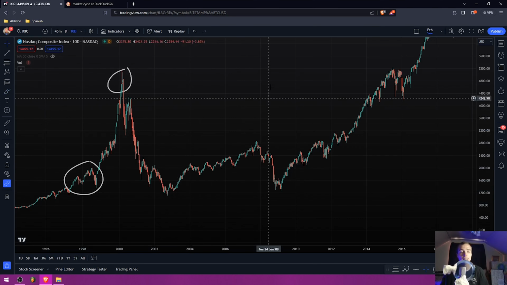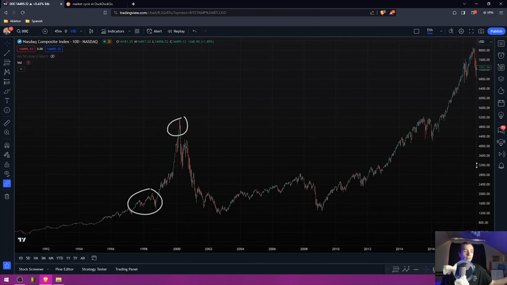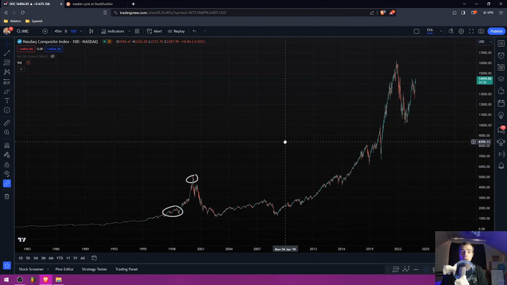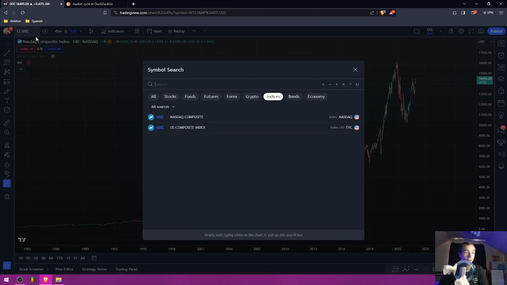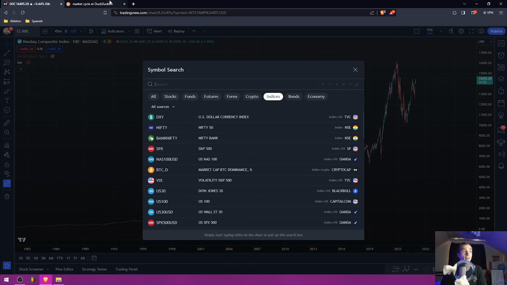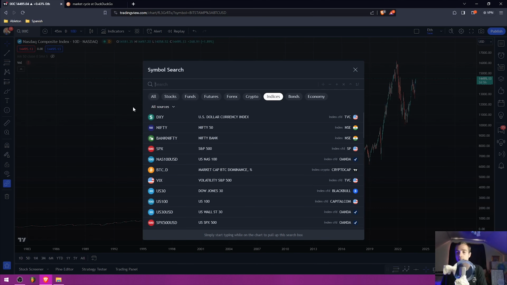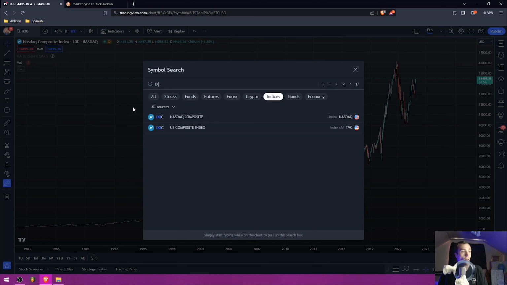So you can see this huge breakout. Of course it recovered after the internet bubble. Of course the stock market recovered. Things don't go down forever, right? Just like they don't go up forever. That's what this cycle is all about. That's why we learn about these cycles. So that's really cool. You can see that both Bitcoin and the NASDAQ have the same cycle.